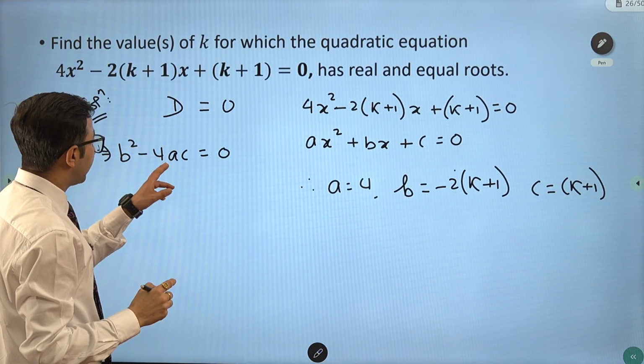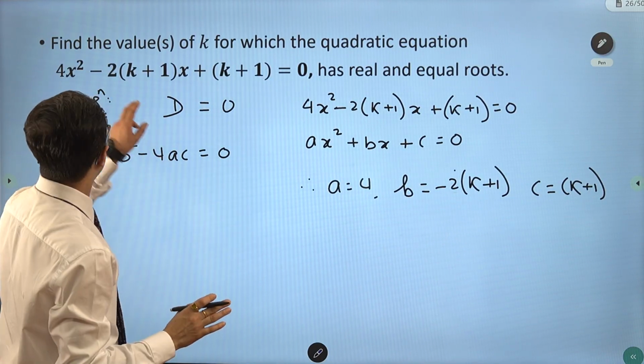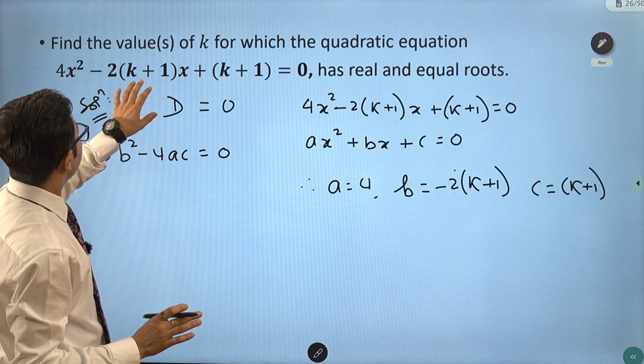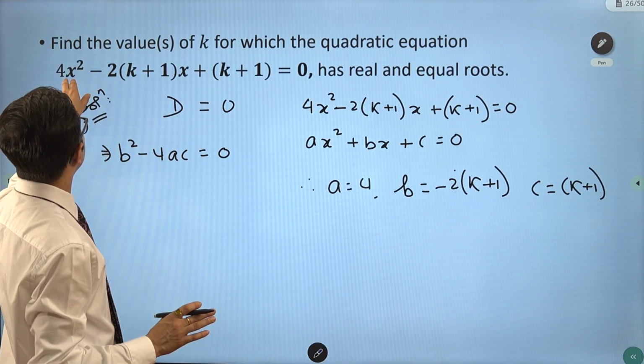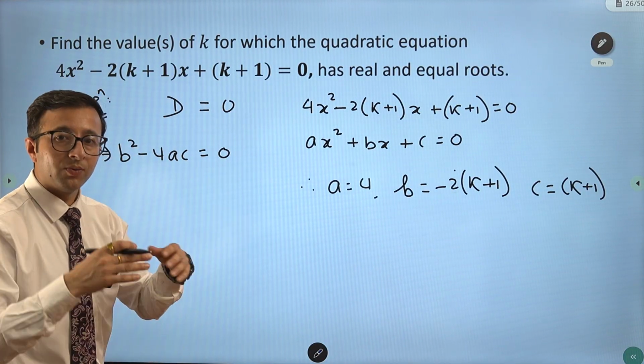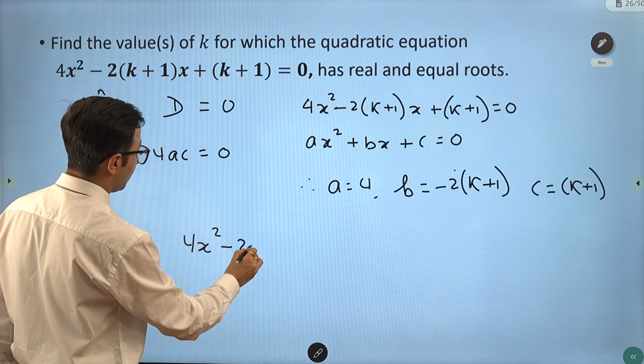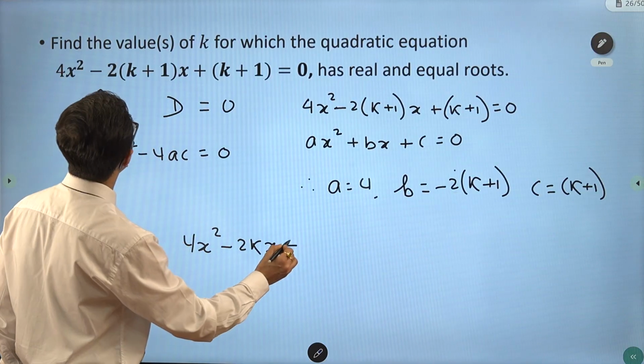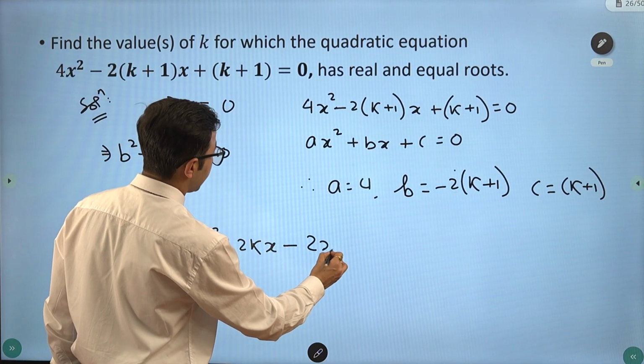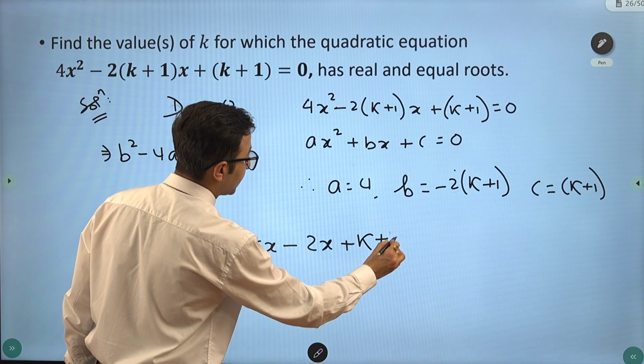Now, before putting these values, one thing I wanted to tell you is that every time you cannot find the question in this form. The form may be different, just like this here: 4x square minus 2kx minus 2x plus k plus 1 is equals to 0.